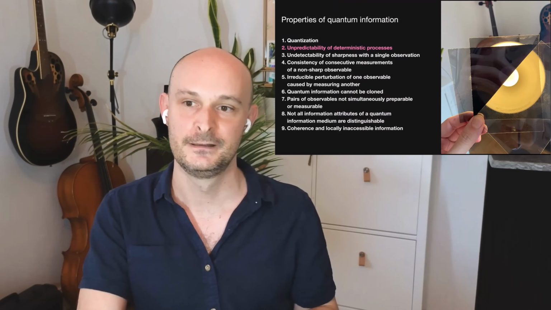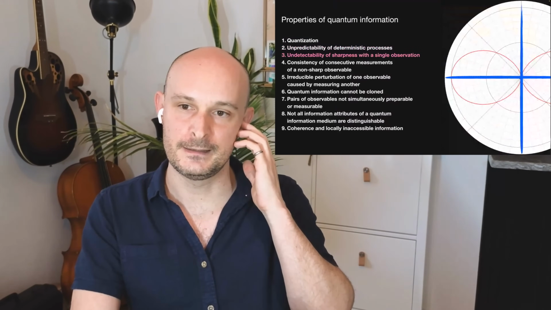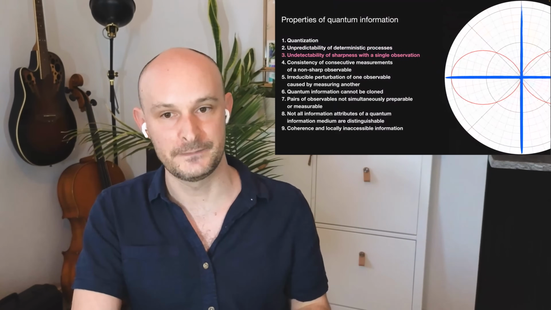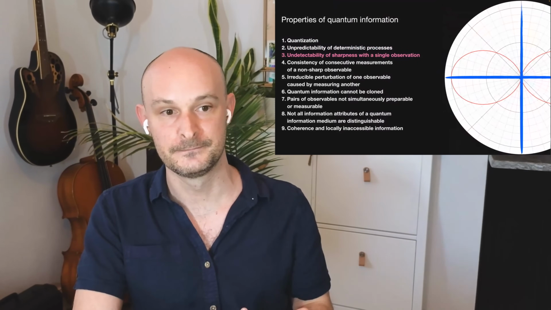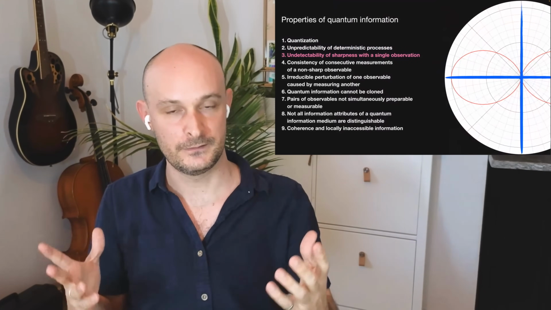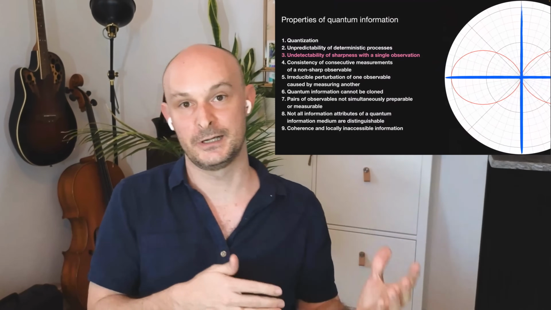It's analogous to that. Number 3 is undetectability of sharpness with a single observation. Again, once you understand what sharp and unsharp means.